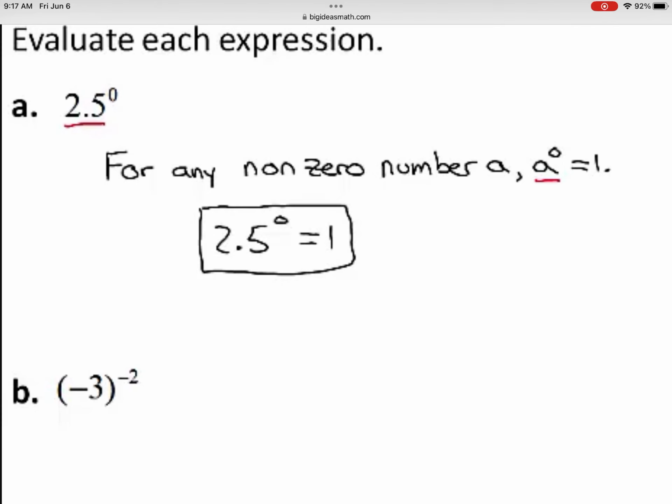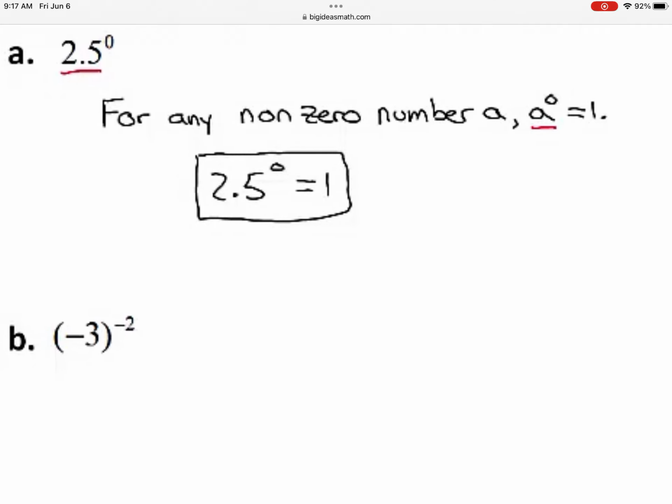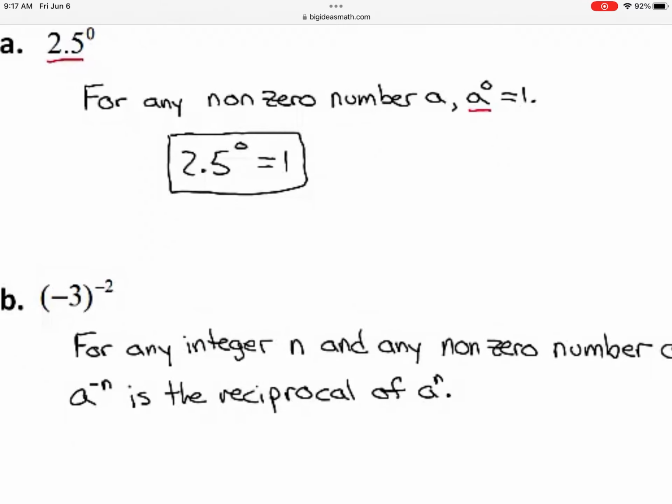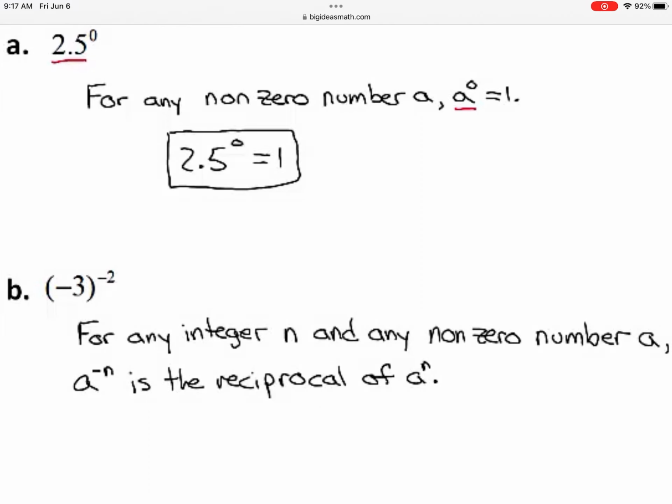Part B. The quantity -3 to the -2nd power. The definition of a negative exponent says that for any integer n and any non-zero number a, a to the -nth power is the reciprocal of a to the nth power. Because n equals 2 and a equals -3, the quantity -3 to the -2nd power is the reciprocal of the quantity -3 to the 2nd power.